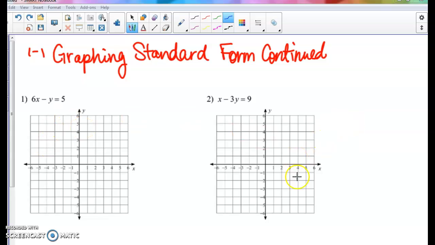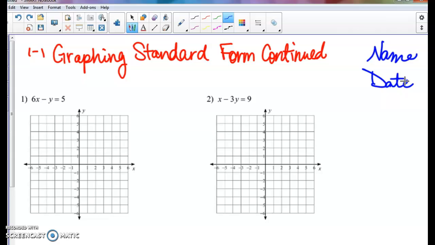We'll do our first two practice problems today on our practice work. So if you don't mind, go ahead and title it 1-1 graphing standard form continued. Put your name at top right hand corner and today's date. As always, feel free to push pause whenever you need to and write it down and then hit play when you're ready.